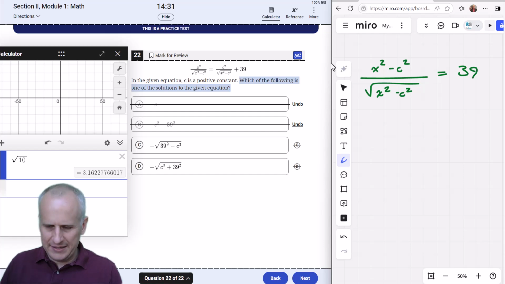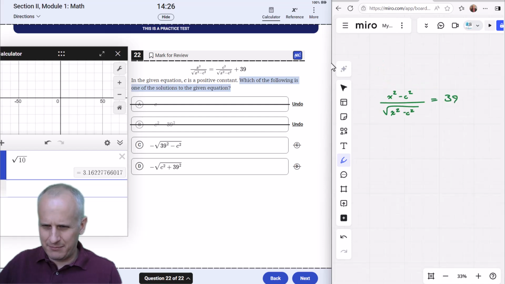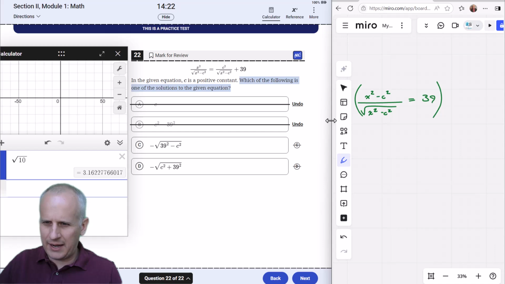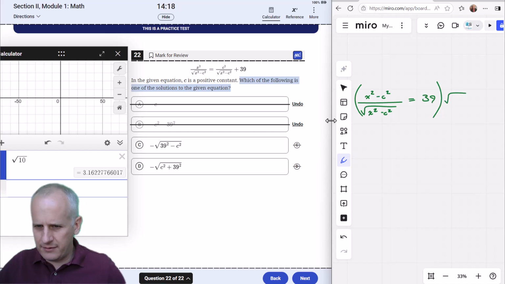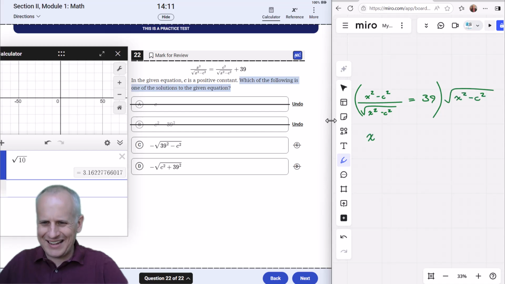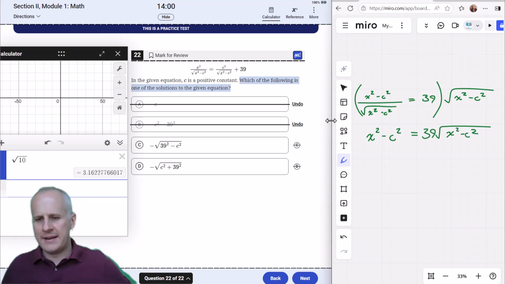Now that we've done this, we can then multiply. I'm going to zoom out just a little bit to give me a little bit more room. Our 39 to get the x squared minus c squared out of the denominator. So we're going to multiply by x squared minus c squared. And we've got x squared minus c squared is equal to 39 times the square root of x squared minus c squared.